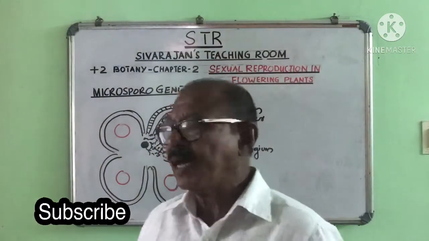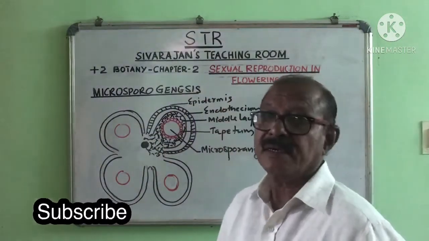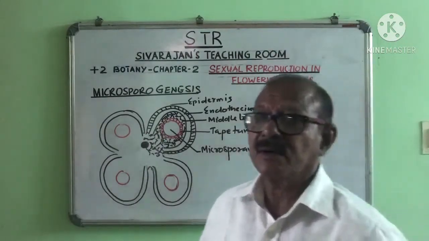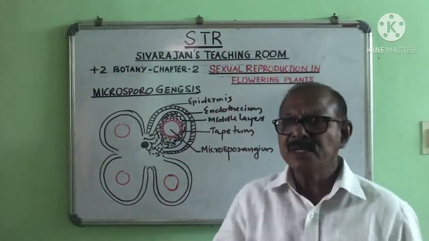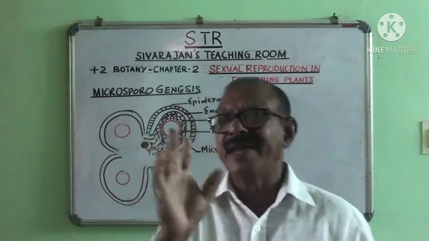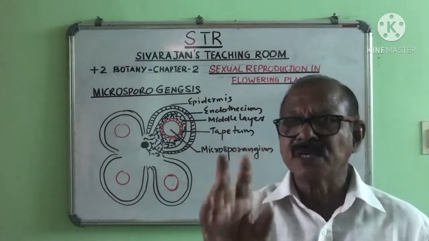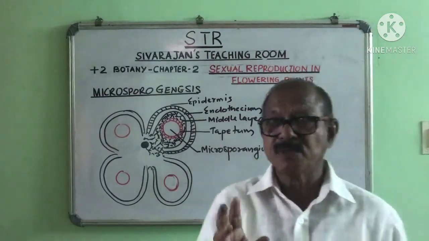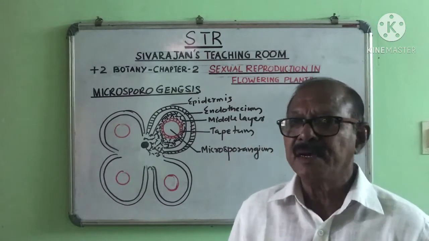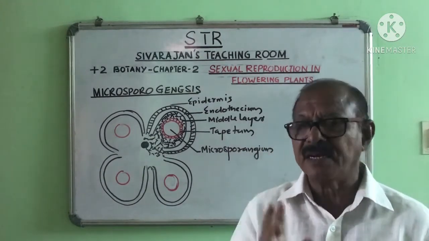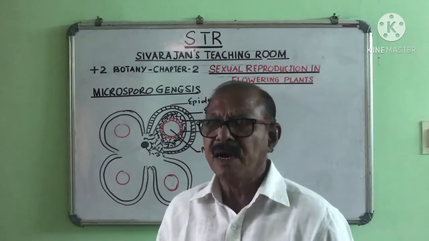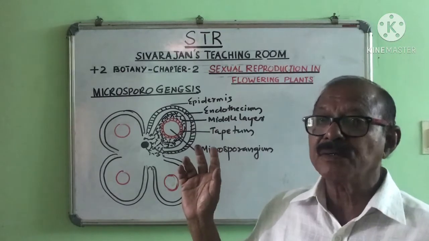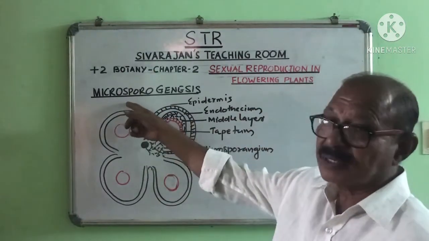In the last episode we discussed the stamens and the structure of the microsporangium. In this episode we are going to discuss how the pollen grains or microspores are formed. The formation of microspores or pollen grains from the microspore mother cell or pollen mother cell after meiosis is called microsporogenesis. So we are going to discuss microsporogenesis.